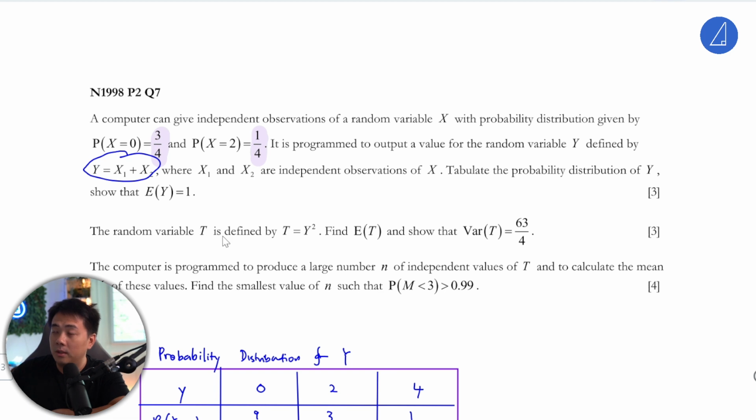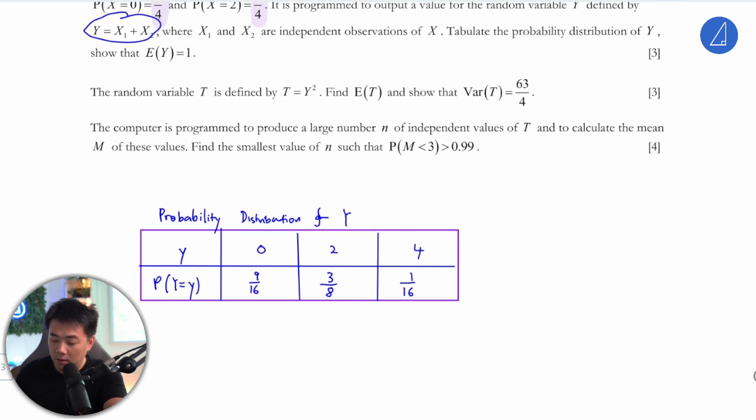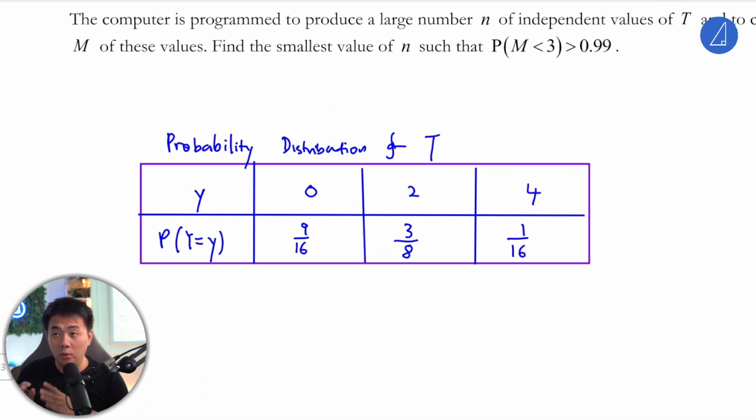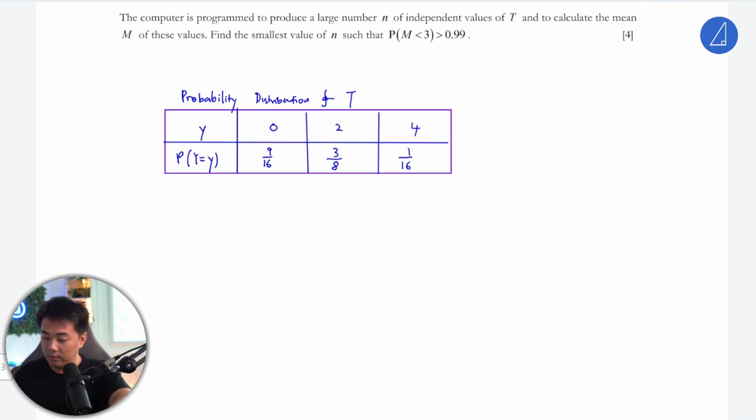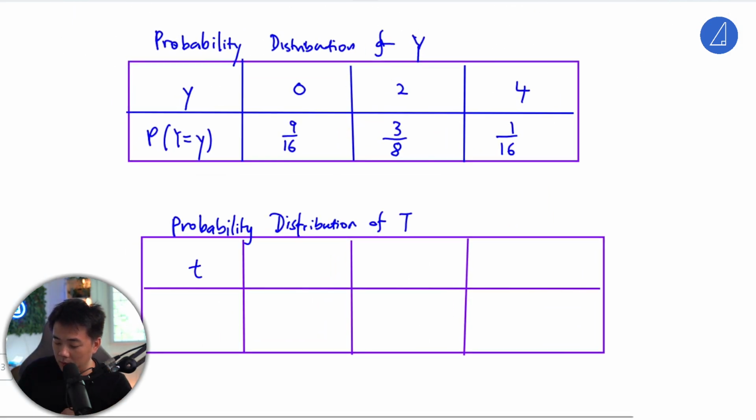The random variable T is defined by T is Y squared. Find the expectation of T and also show that the variance of T is 63 over 4. Great, so let's see how we can do this. Now we try to put down the probability distribution of T. Essentially you need to square the values, but you don't square the probability. Let's just draw it out. What I get here is T, and P(T equals t) will be the same probability.